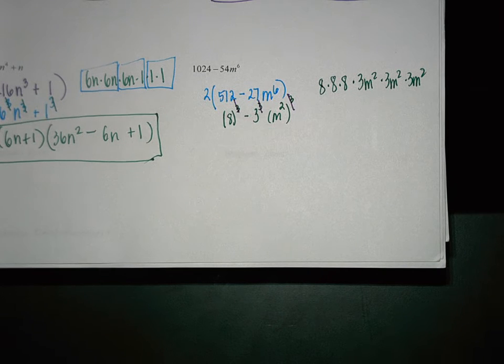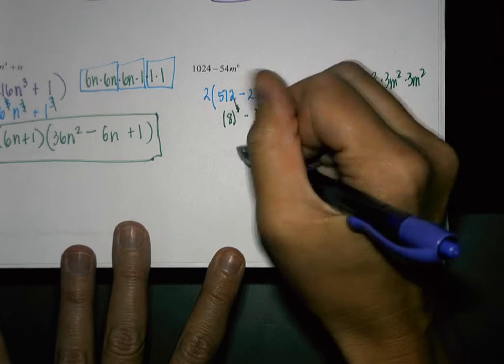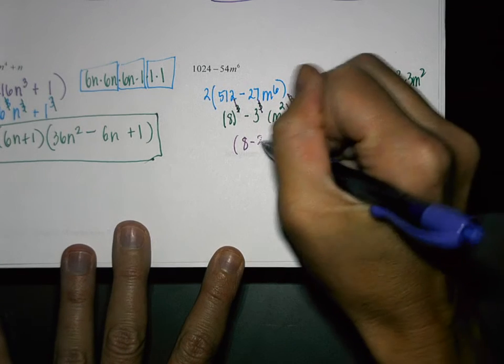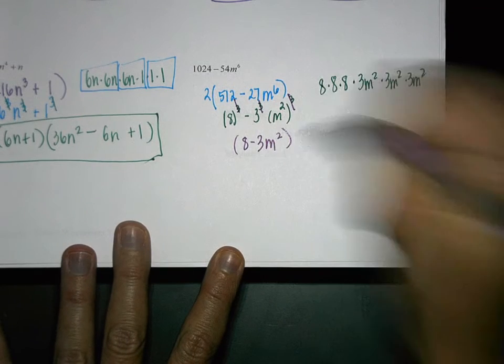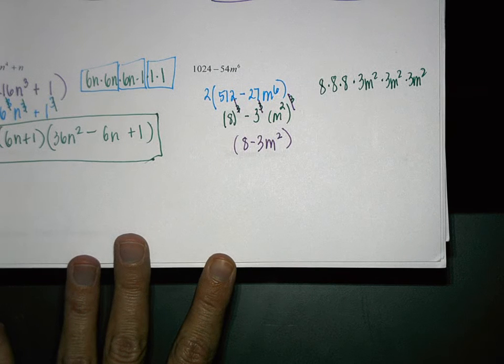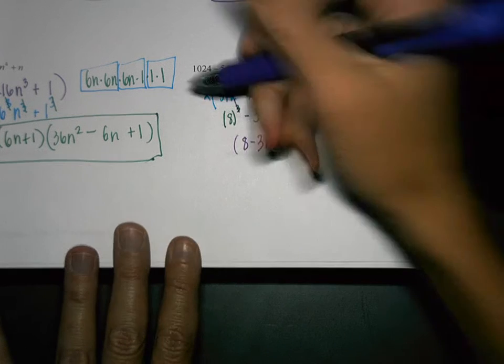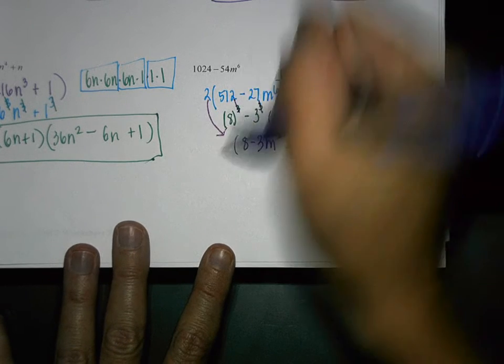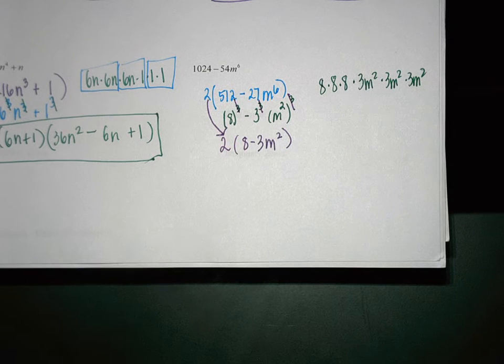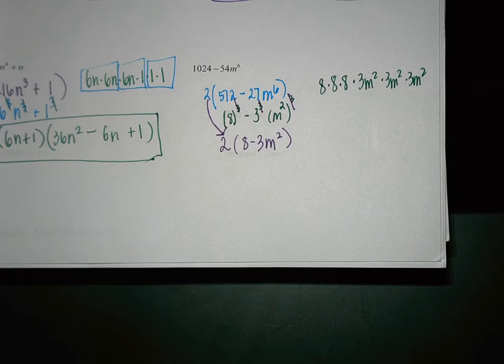And so we know that our first parenthesis now is going to be what? 8 minus 3m squared. Good. Yes? We added it at the end. We can go ahead and add that right now. The GCF needs to go there in front. So either way, you don't want to forget the GCF.